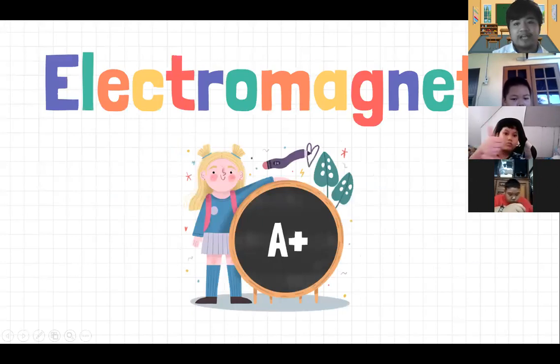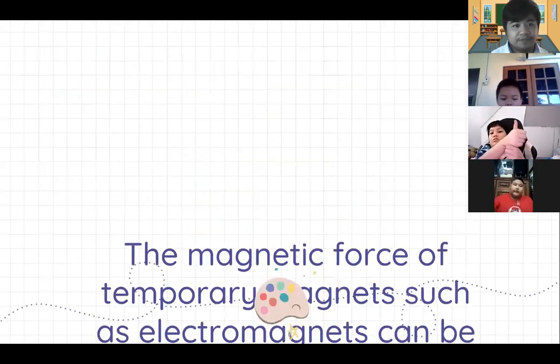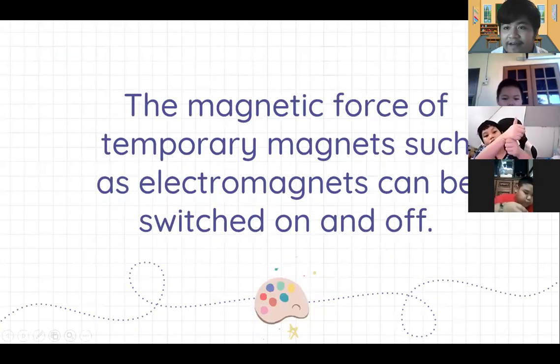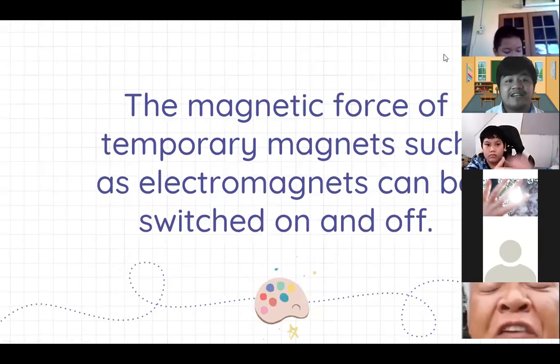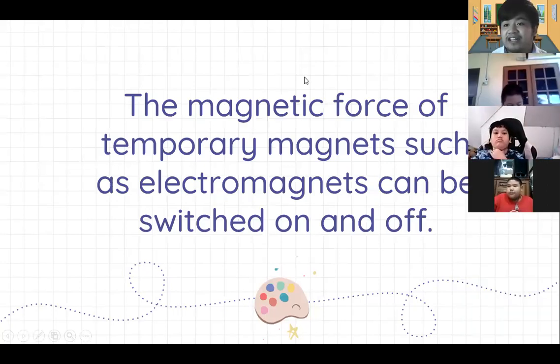Now let's proceed to electromagnets. All right. So for electromagnets, the magnetic force of temporary magnets such as electromagnets can be switched on and off. So electromagnets are temporary magnets. They are not permanent. They are only magnetic when there is electricity applied.